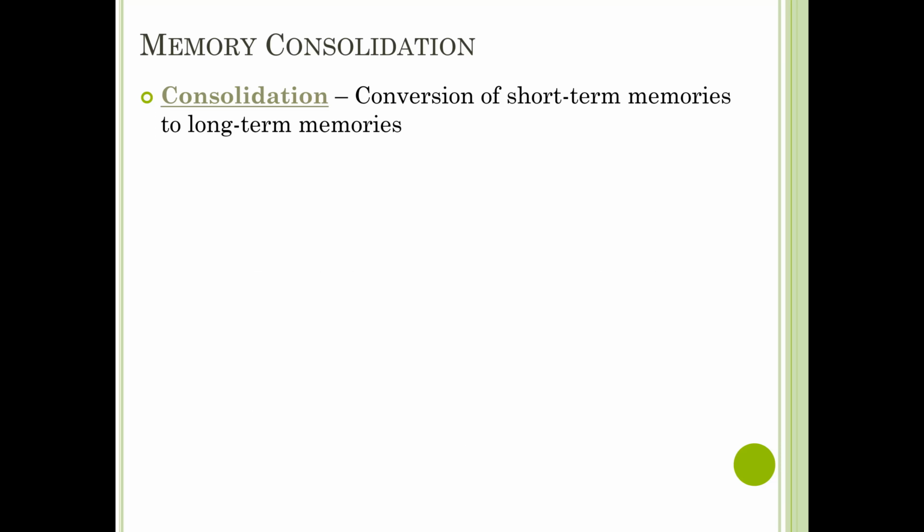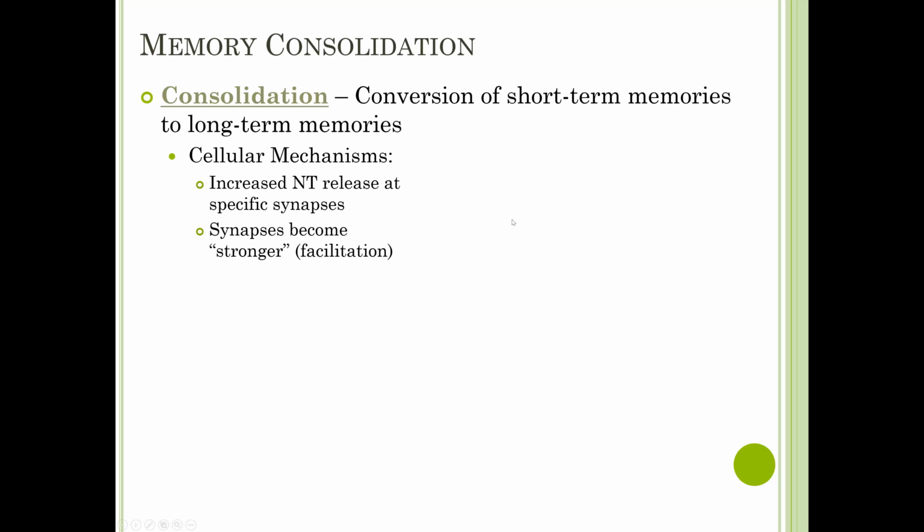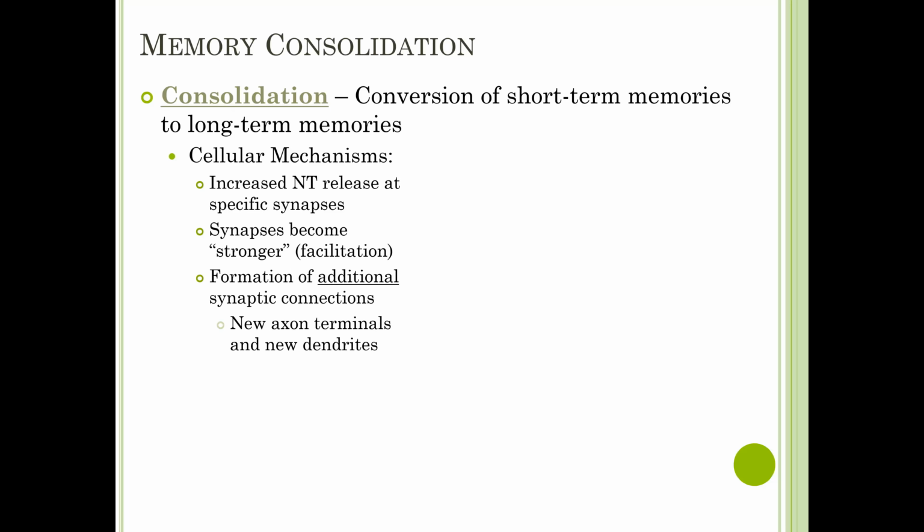The term consolidation is what we refer to as the actual conversion of a short-term memory into a long-term memory. And it has anatomical cellular mechanisms that we can see and study. We know that it involves increased neurotransmitter release at specific synapses. Those synapses become stronger, and this is called a process of facilitation. You get increased neurotransmitter release, you have more receptors on the postsynaptic membrane, and in general, that synapse becomes easier to trigger and pass on messages. You also get the formation of additional synaptic connections, so you get new axon terminals and new dendrites.